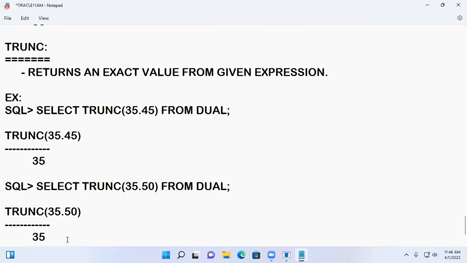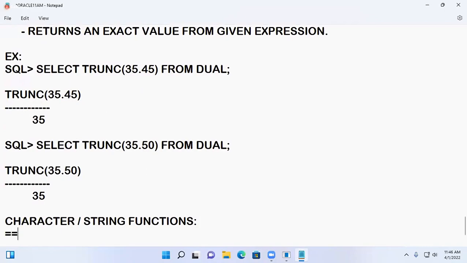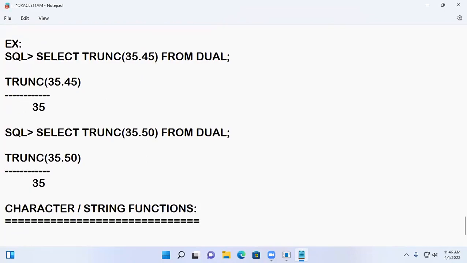Okay, so these are some predefined numeric functions, guys. And the next function group is called what now? Character or string functions. These are all predefined and basic functions. If you have a good idea of all these functions, then in future queries you can understand. So, character and string functions.